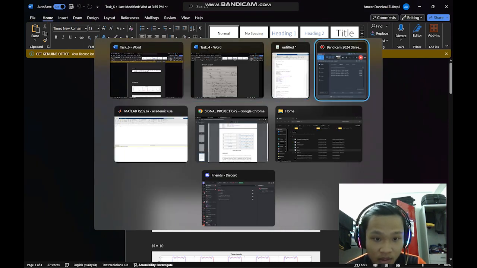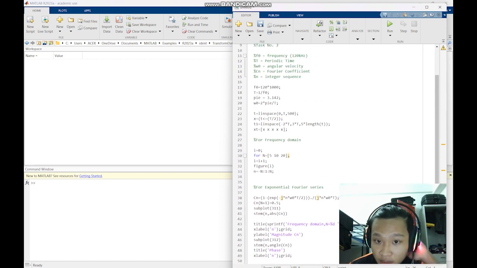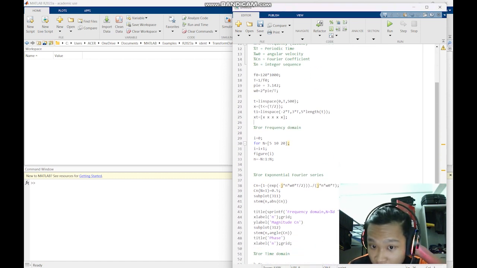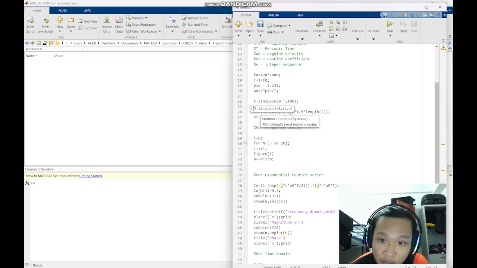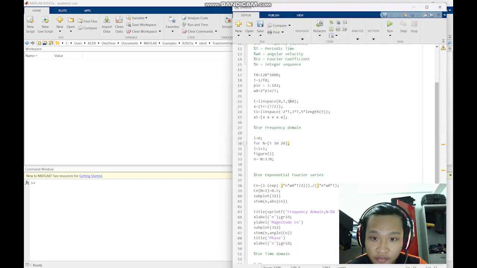Okay, from here we use the code from task 1, which is this one, and all we need to do is change the duty cycle, which is this T linspace 0 T and 500. This 500 is equal to 50%, so we need to change it to 10%, which is 100, and run this. Save.